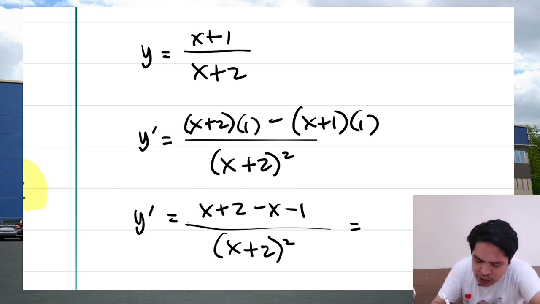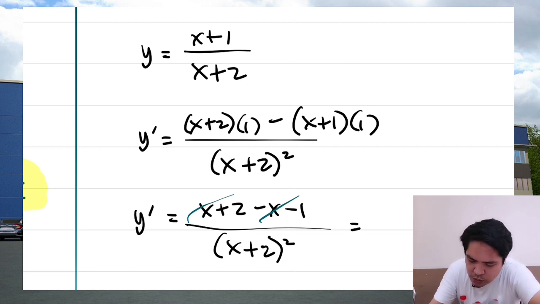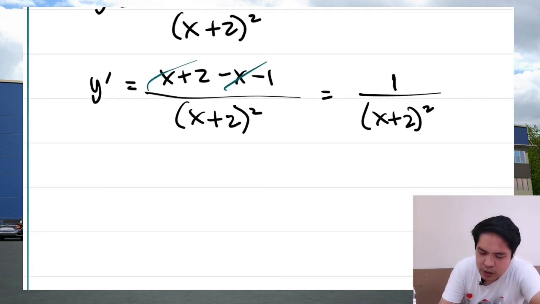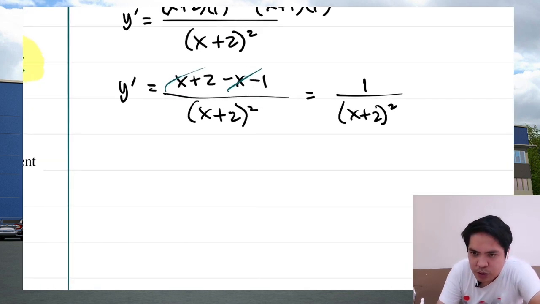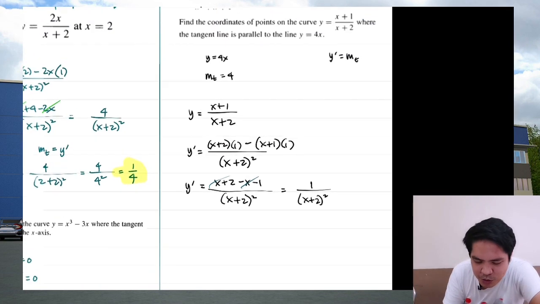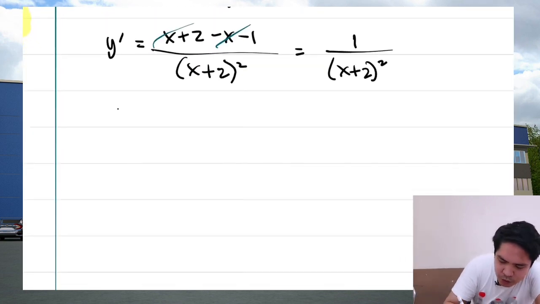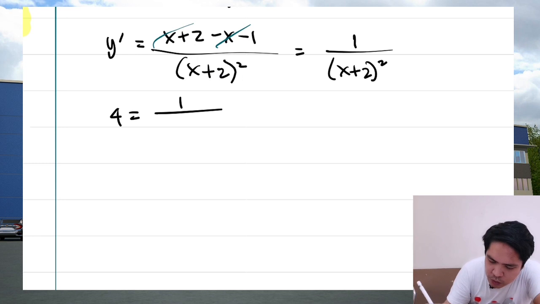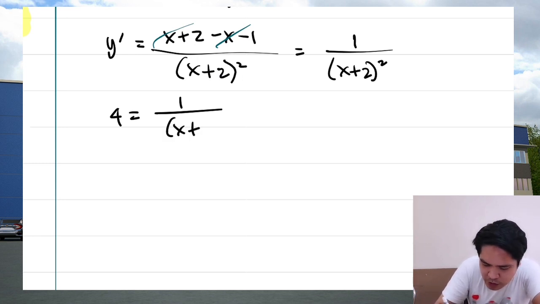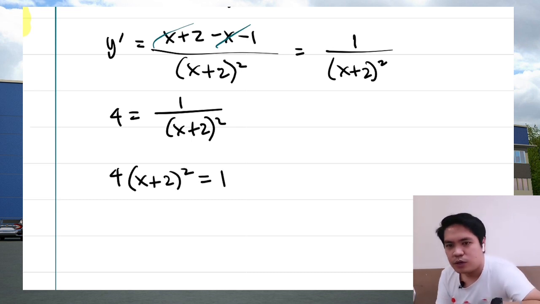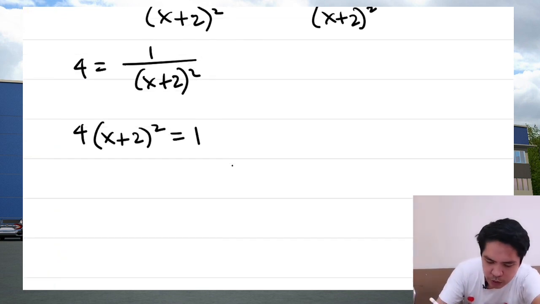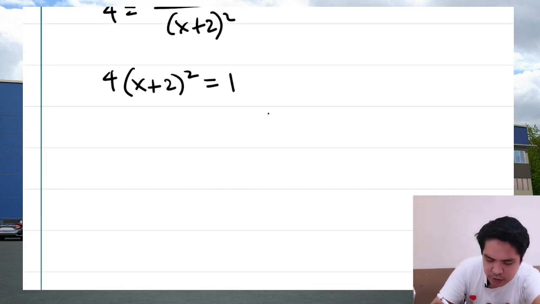So we could cancel out x. So we'll have 2 minus 1, so that's 1 over x plus 2 squared. Now, we know that y prime is equal to 0. Oh no, sorry, y prime is equal to 4. So therefore, 4 is equal to 1 over x plus 2 squared. So 4 times x plus 2 squared is equal to 1. Then we'll solve for the value of x.